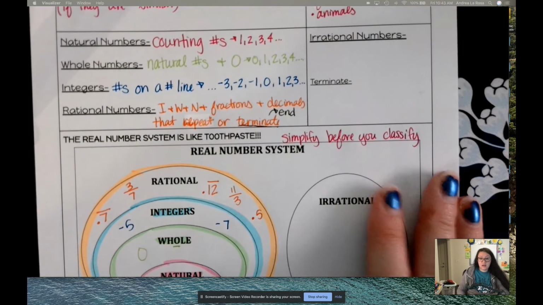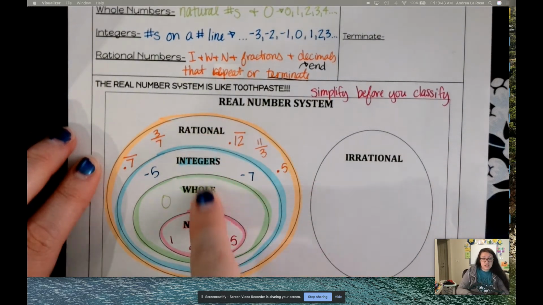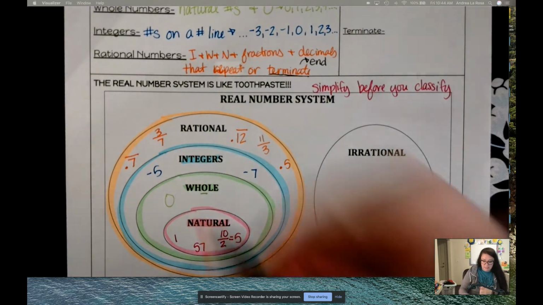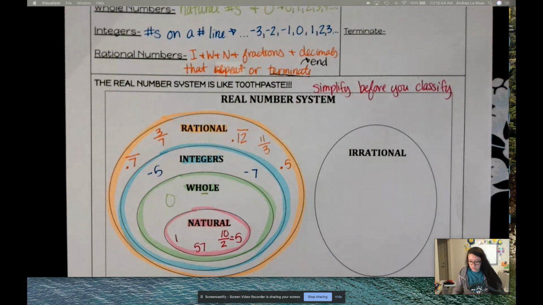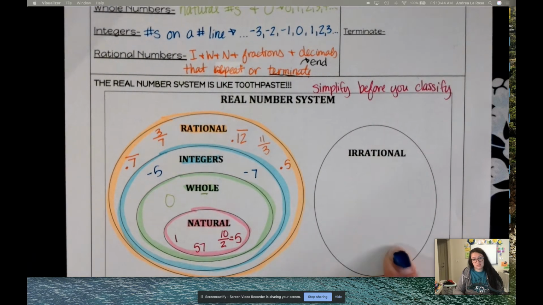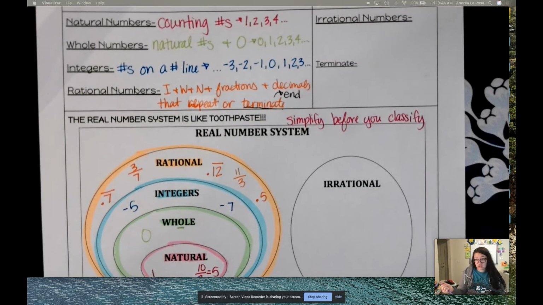So again, rational, that orange circle, includes integers, whole numbers, and rationals because it's all inside that bubble. But then we've got this little bubble all on its own, these irrational numbers. I know my tone kind of changed a little bit, didn't it?